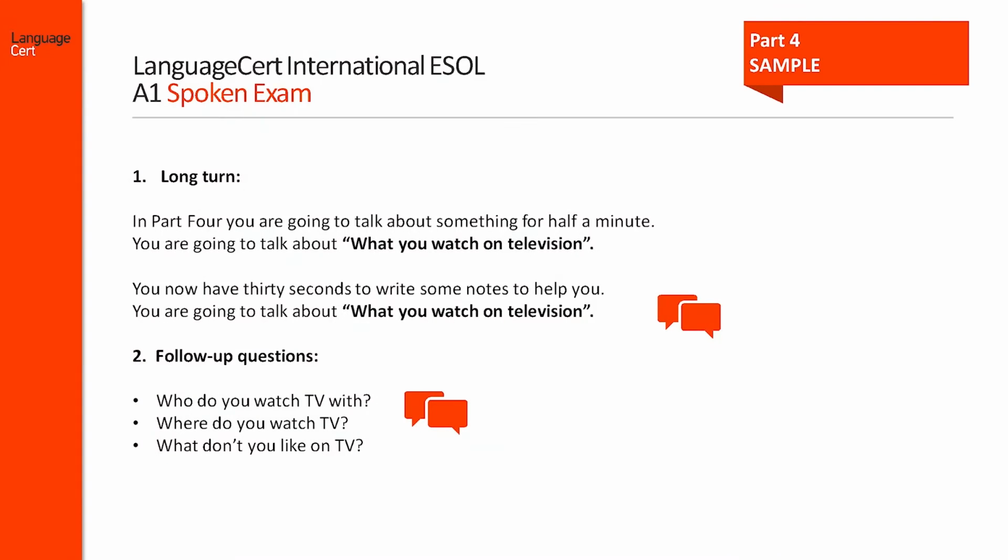The last part of the spoken exam, Part 4, is a long turn and assesses the candidate's ability to speak at greater length with minimal participation by the interlocutor. The interlocutor chooses a topic. Here, the first topic of this set of topics asks the candidate to say what he or she watches on television and talk about it for half a minute. The candidate is provided with a piece of paper and a pen or a pencil and also 30 seconds to prepare his or her response.